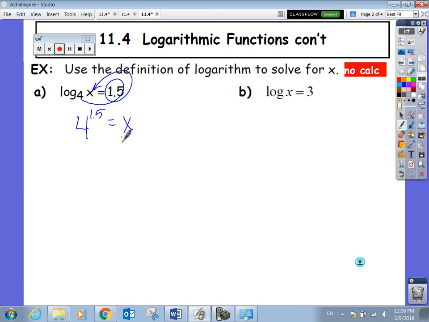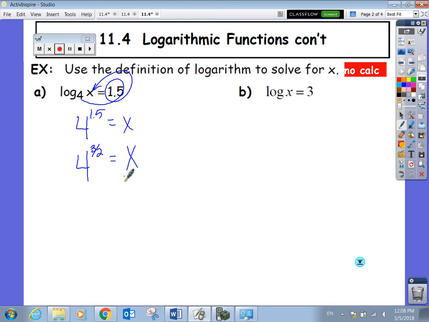Now, 1.5, we can't do that. We don't have a calculator. So on your homework, don't say, oh, well, it's a decimal, it probably means use the calculator. No, you have to be able to do these without the calculator. It'll tell you on your homework when to use a calculator. So we have to change that to a fraction. 4 to the 3 over 2 equals x.